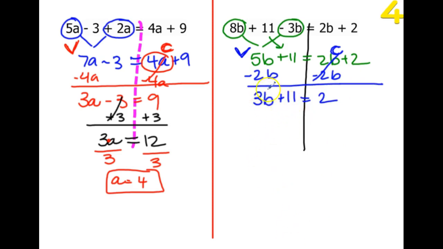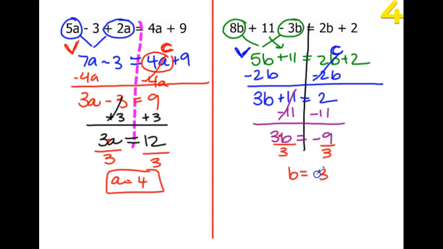And then we need b all by itself, get rid of addition or subtraction, subtract 11. We have 3b, and 2 minus 11, there's more negatives, there's 9 more, so negative 9. And then the opposite of multiply is divide. 9 divided by 3 is 3, and they're negative. Good.